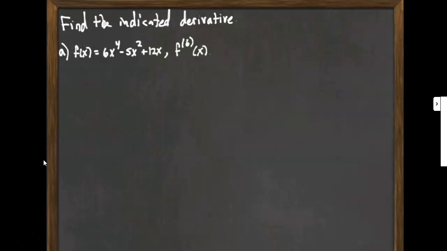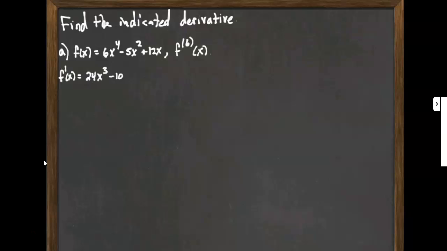So now that we've talked about our notation for derivatives, let's look at some examples of finding higher derivatives. In this case, we're given the function f(x) = 6x⁴ - 5x² + 12x. And we're asked to find the sixth derivative of that function. So that means we need to start with the function, differentiate it, and that will get us the first one. Differentiate that answer. We're going to keep doing that 6 times.